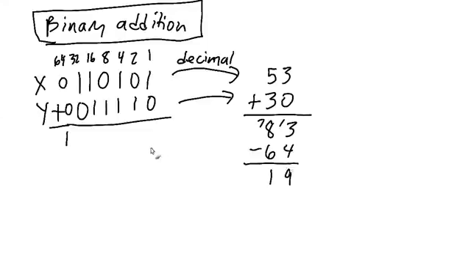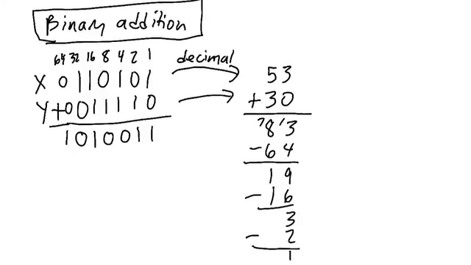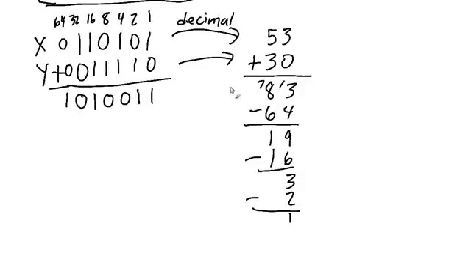So 19. All right. So 32 doesn't go into 19. But 16 does go into 19, so I'm going to subtract away 16 from that. Now I have 3 left over. 8 doesn't go into 3, nor does 4, but 2 and 1 together do. Subtract away 2, and then we end up with 1, and then 1 goes into 1. Voila, we end up with this fancy number here. So this is basically the conversion from 83 back into binary.